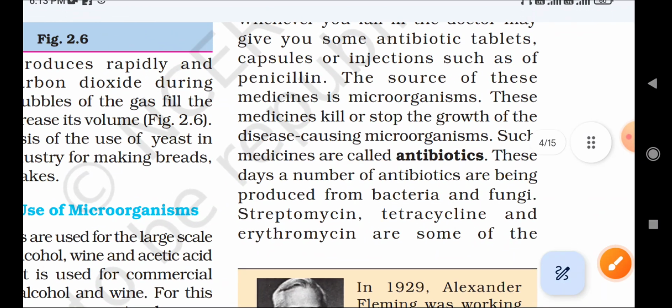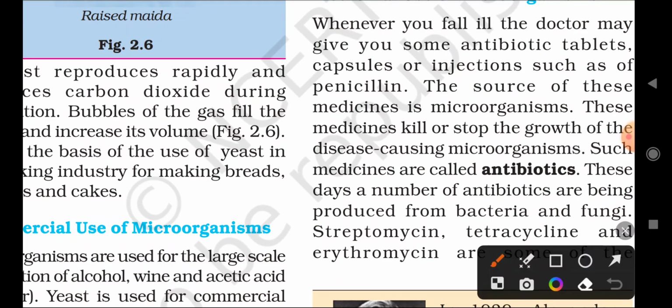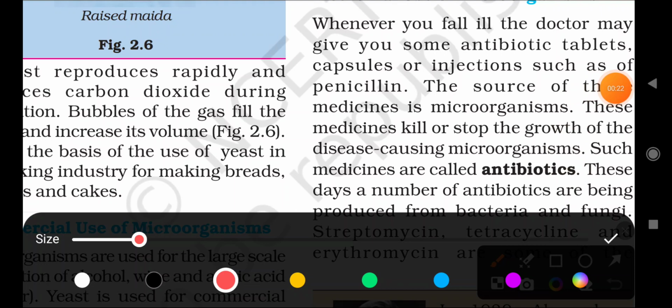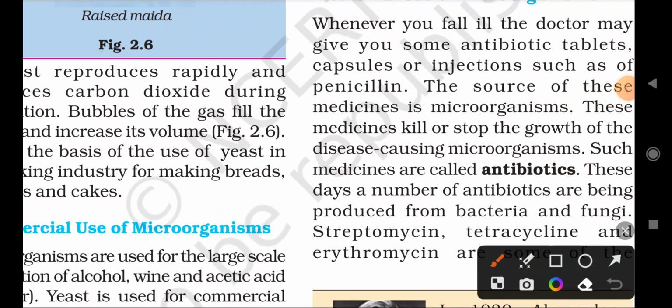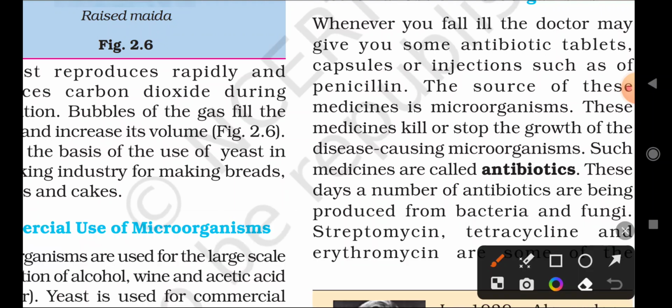In our previous video, we discussed how microorganisms are useful in commercial use. Microorganisms are used in a variety of methods, such as in the production of alcohol and wine, and also in bakery items like bread and cakes.